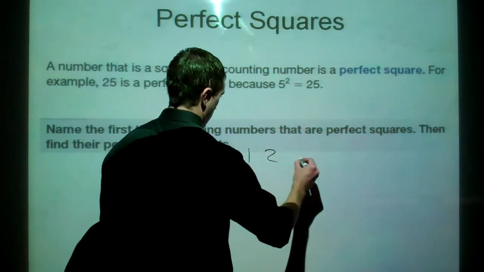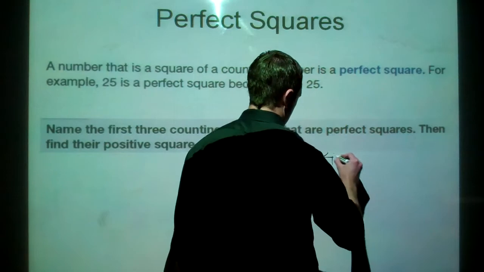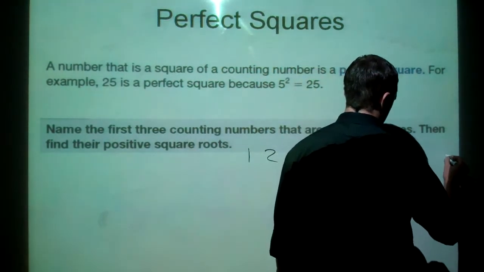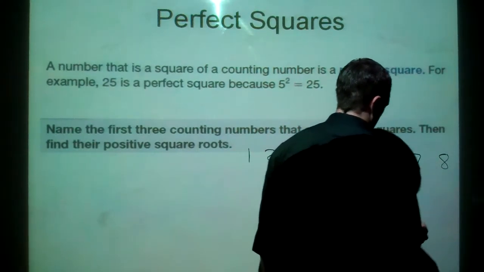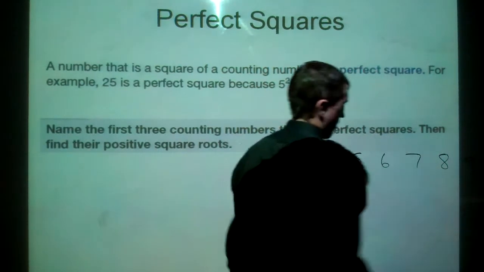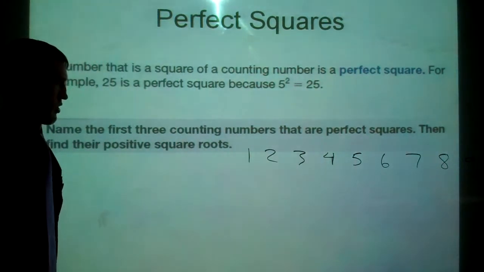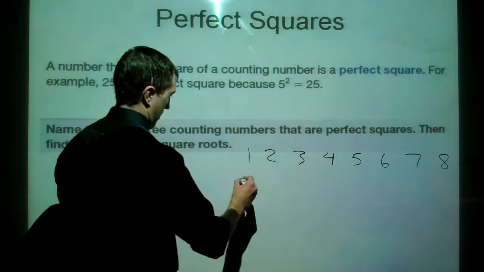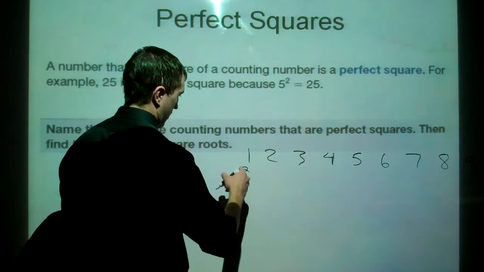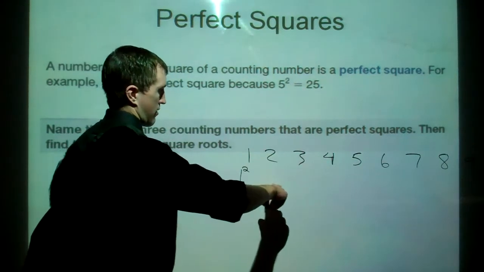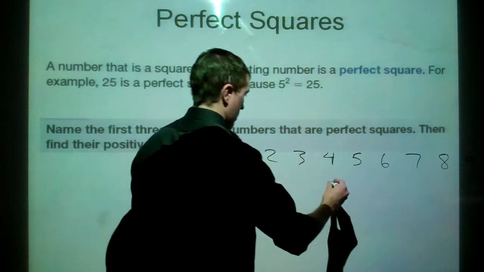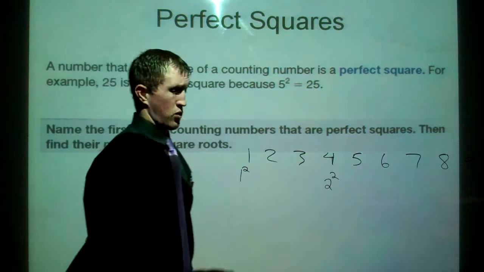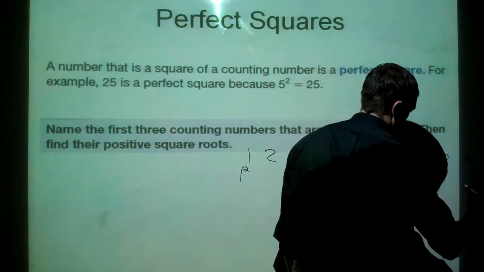1, 2, 3, 4, 5, 6, 7, 8, and we'll put 9 there. 9's a little hard to see. Which one of these are perfect squares? Is 1? Yes, because 1 times 1, or 1 squared, gives us 1. 2 is not. 3 is not. 4 is, because that is 2 to the second. The next one is actually going to be 9.